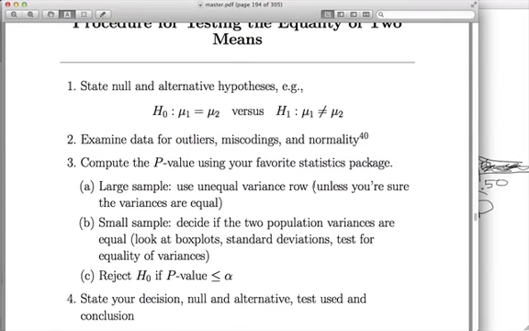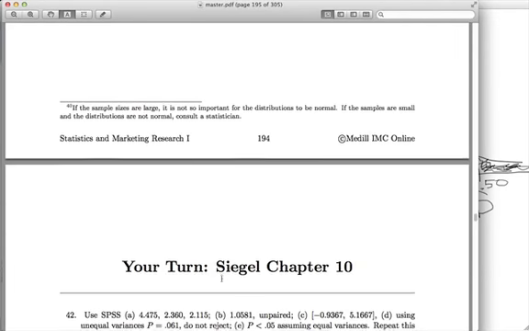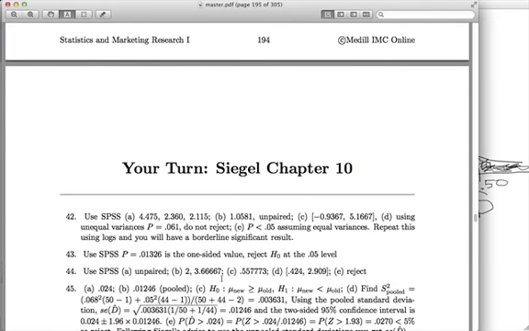Once you've done that and you've convinced yourself that it's a reasonable thing to do the test, then go find the p-value with your favorite stats package. If you've got large samples, just use the unequal variance row. And if you've got small samples, you need to make the decision of whether you can plausibly assume the variances are the same. So you're going to get a p-value one way or the other. If that p-value is less than alpha, you reject H0. All right, at this point, you should go watch some of the videos that will do some additional problems.